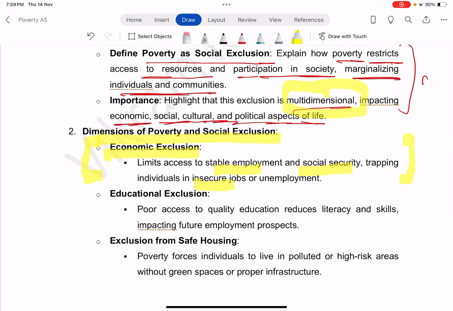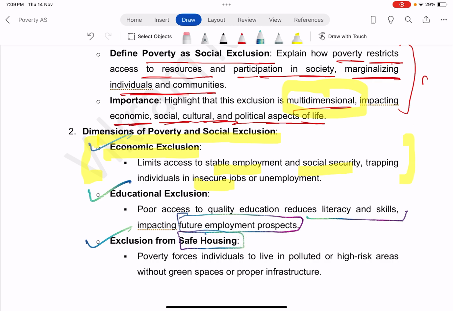The second aspect we're going to say is educational exclusion. So when people are poor, they lack access to good quality education, and literacy and skills are impacting their future employment prospects. Another dimension apart from economic and educational is exclusion from safe housing.